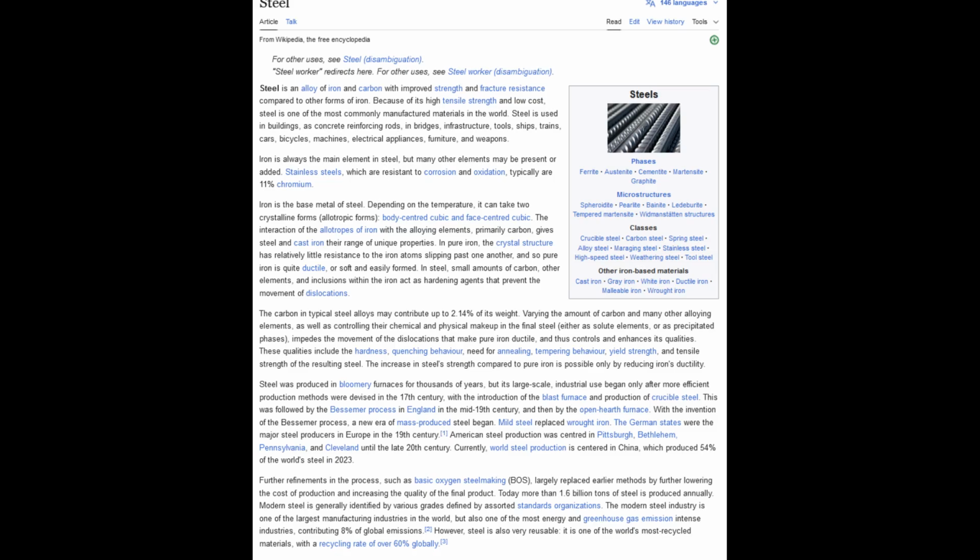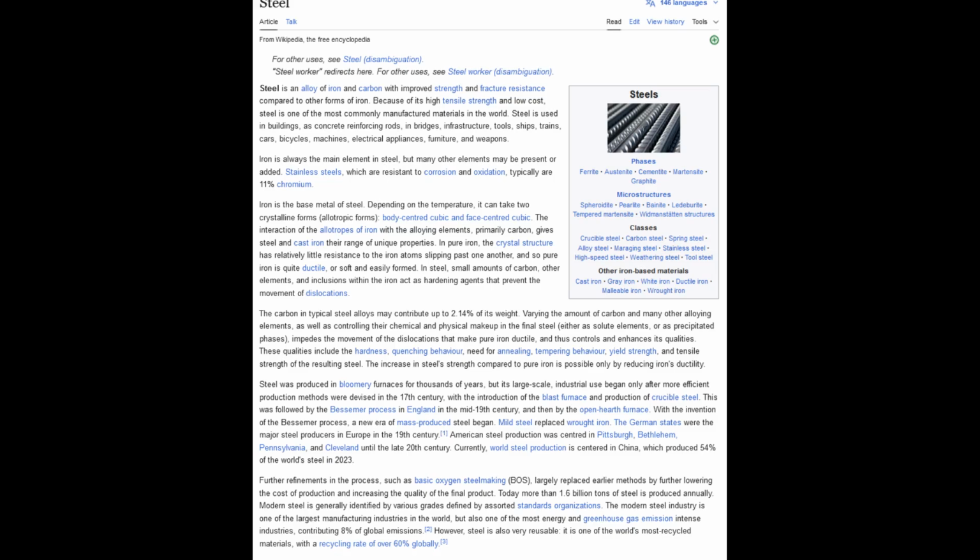Further refinements in the process, such as basic oxygen steelmaking, BOS, largely replaced earlier methods by further lowering the cost of production and increasing the quality of the final product. Today, more than 1.6 billion tons of steel is produced annually. Modern steel is generally identified by various grades defined by the assorted standard organizations.